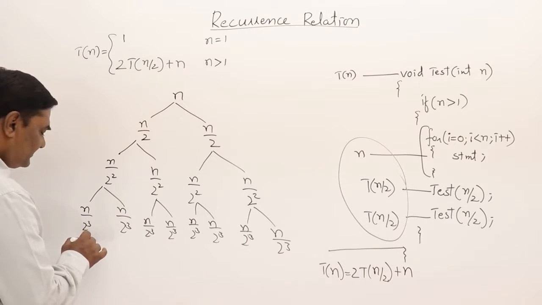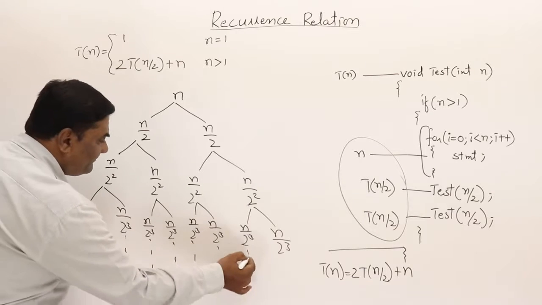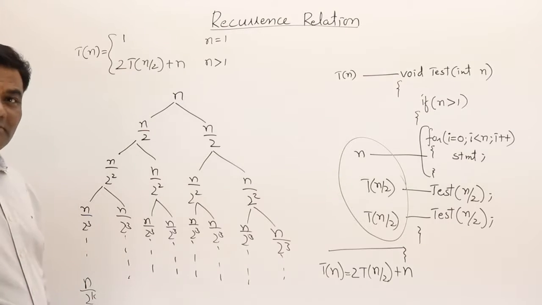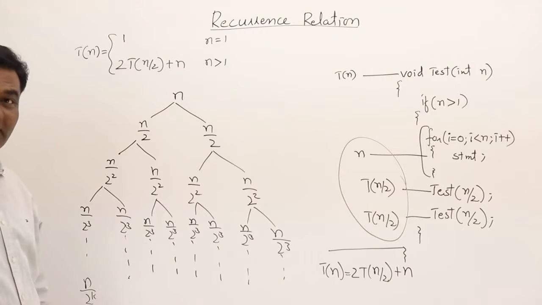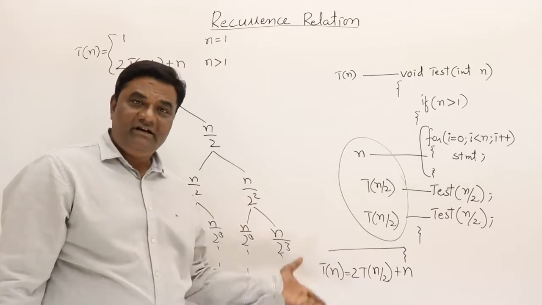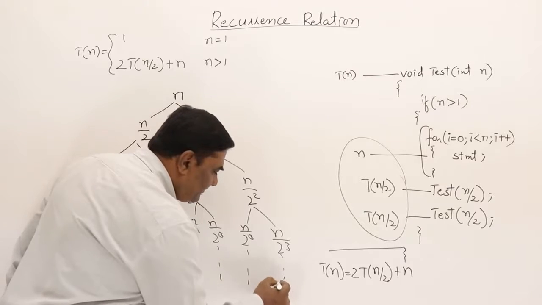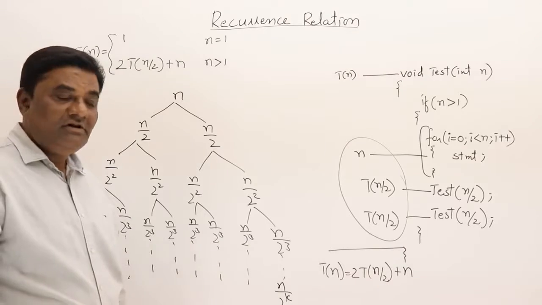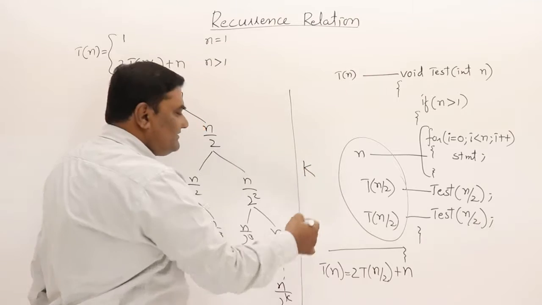How long? This will continue until they become 1. How long do we do this? We say that we will do it for k times, until n/2^k. So this we will repeat for k times. So in total, k steps are there.